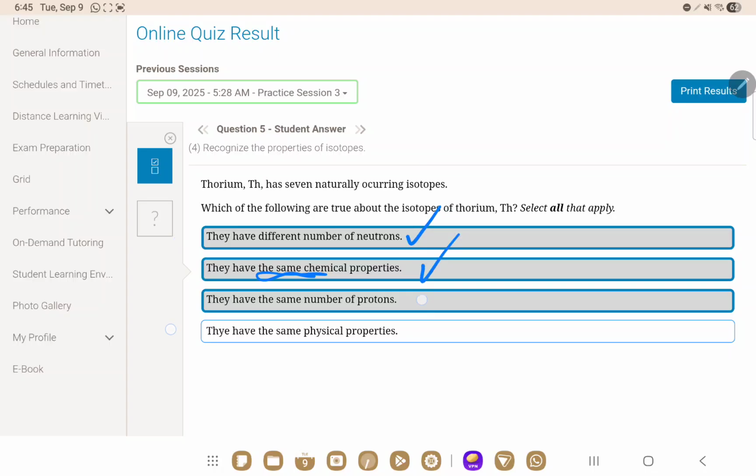They have the same number of protons. Of course they do. If they didn't have the same number of protons, they would be two completely different elements, not even isotopes. They have the same physical properties. No, they don't. If they had, what's the point of an isotope anyways?